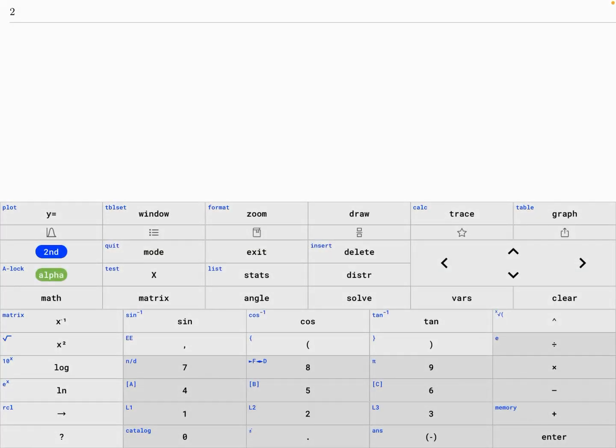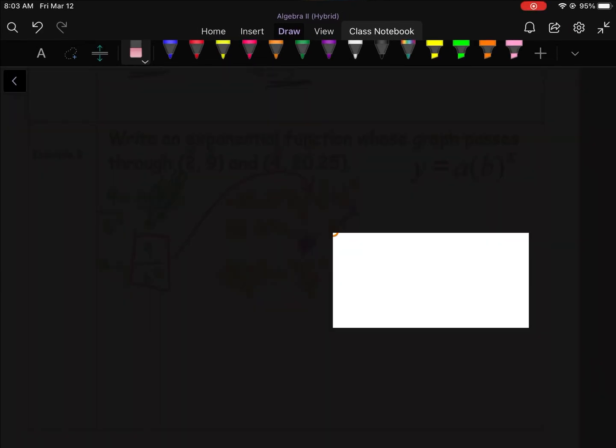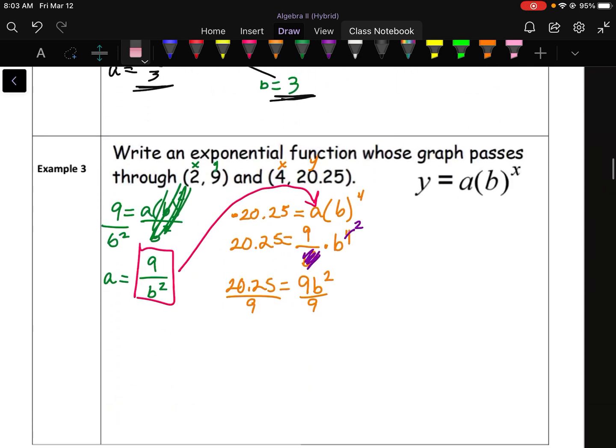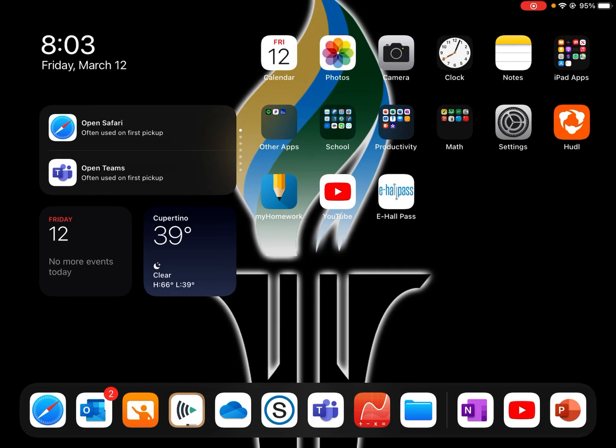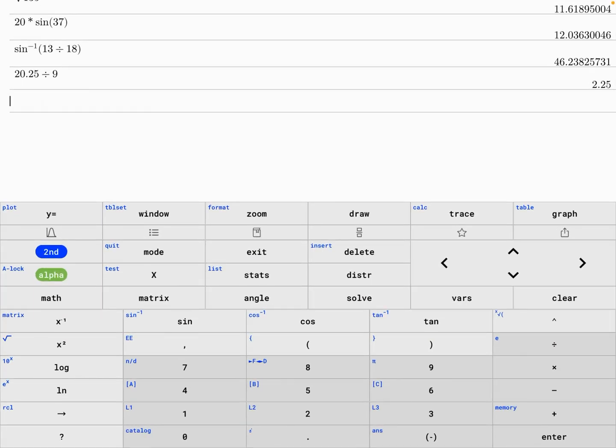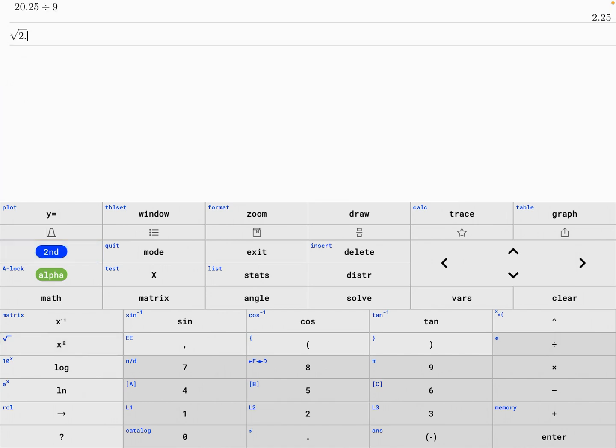Let's open up the calculator here quick. 20.25 divided by 9 is 2.25. So 2.25 equals b squared, and then to solve for b, you have to take the square root. It should be 1.5, but we'll just confirm here. The square root of 2.25 equals 1.5.